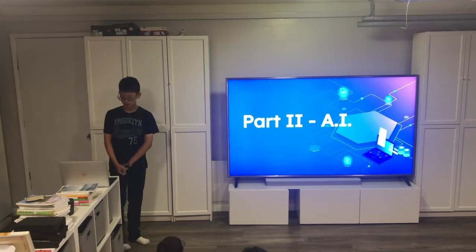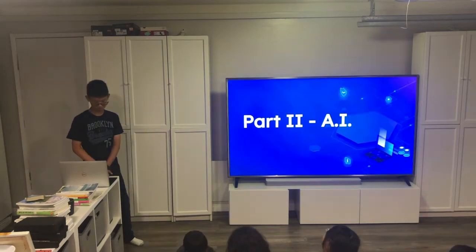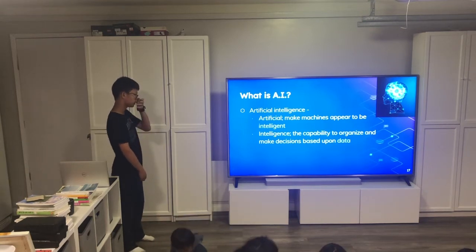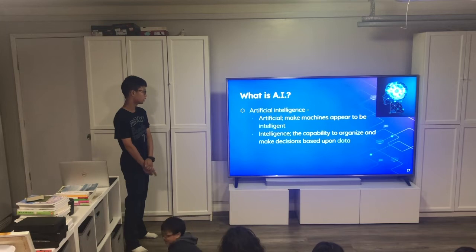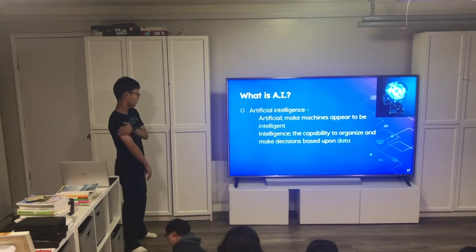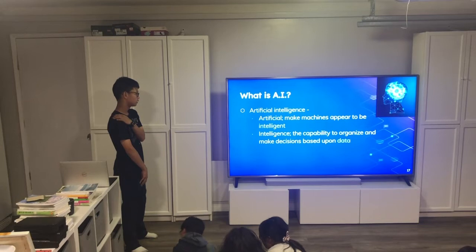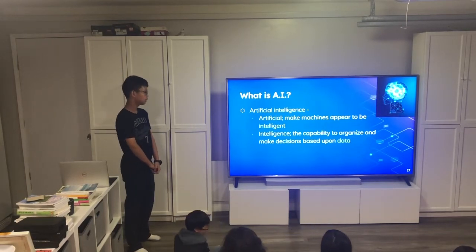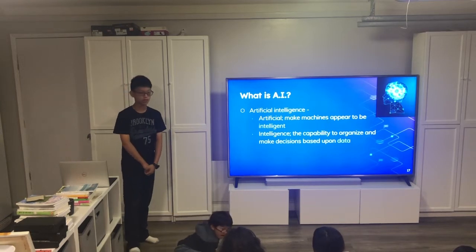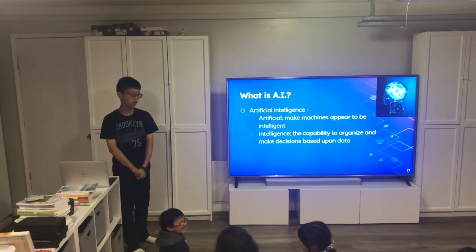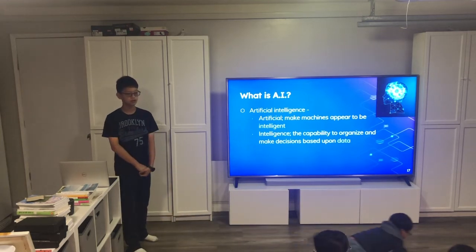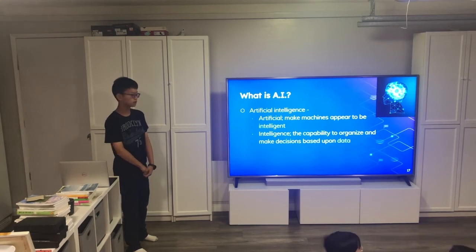Part 2 is all about AI and machine learning. So what is AI, or artificial intelligence? We can break this word up into two different sections. Artificial, meaning to make machines appear to be intelligent, and intelligence as in the capability to organize and make decisions based upon data. Human beings are intelligent because they can use their senses to take in information around us and use their brains to act upon that information.